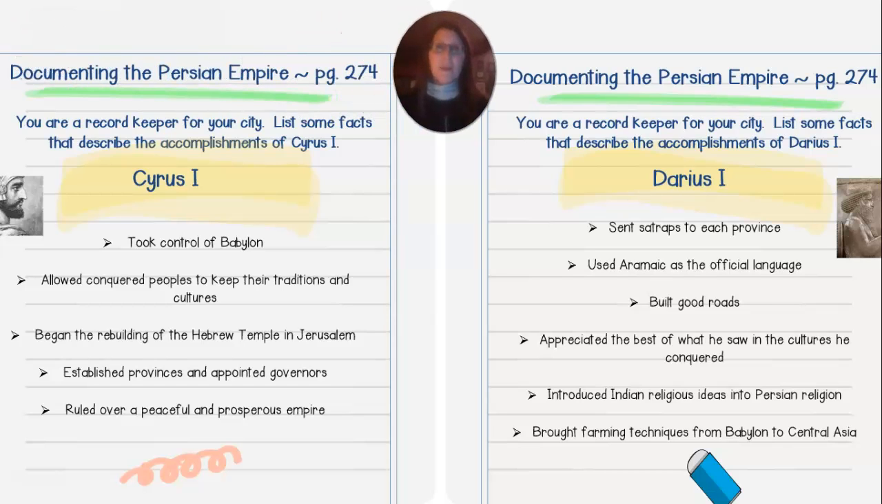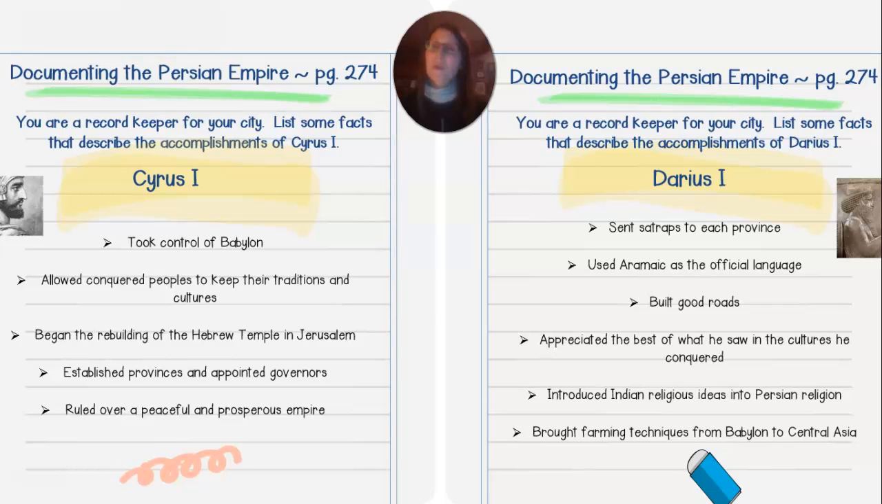So go ahead and take a look now at page 274, documenting the Persian Empire. So this is where we're going to put some facts about the accomplishments and describe what Cyrus I did, and then Darius I. So you can go ahead and fill these in as I'm reading them. So Cyrus I took control of Babylon. He allowed conquered peoples to keep their traditions and cultures. He began rebuilding the Hebrew temple in Jerusalem. He established provinces and appointed governors, and he ruled over a peaceful and prosperous empire.